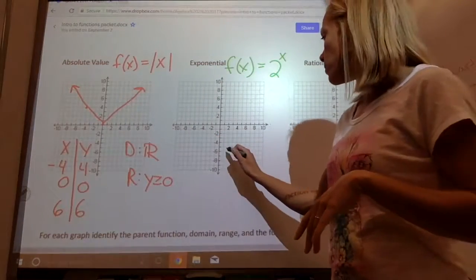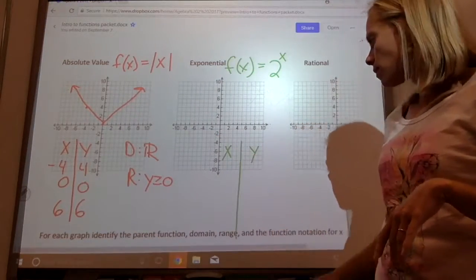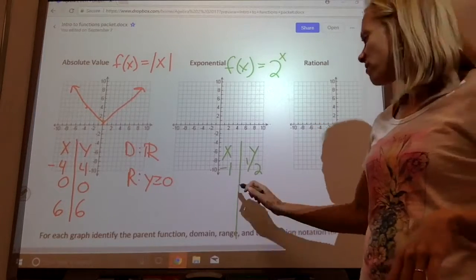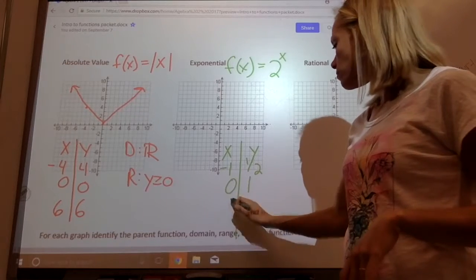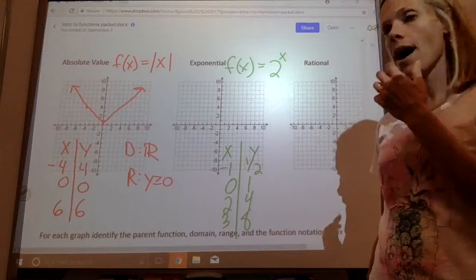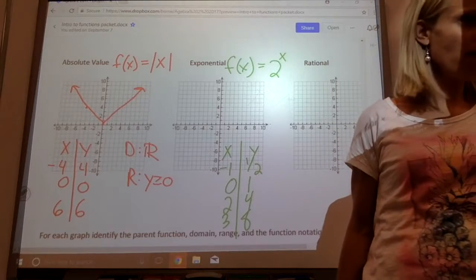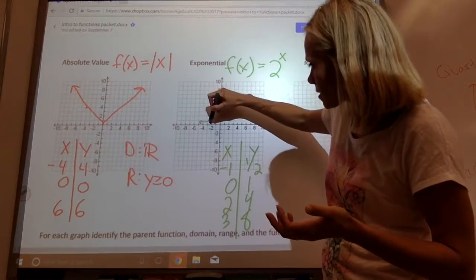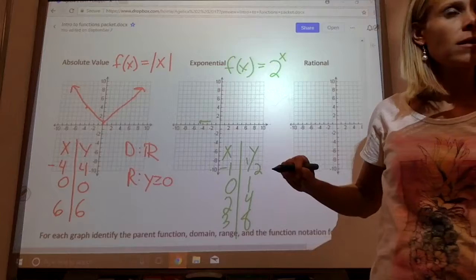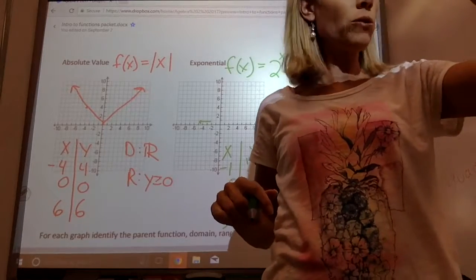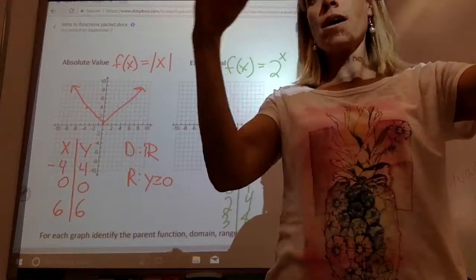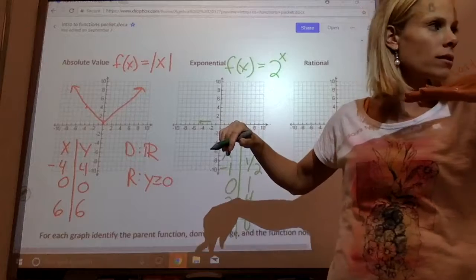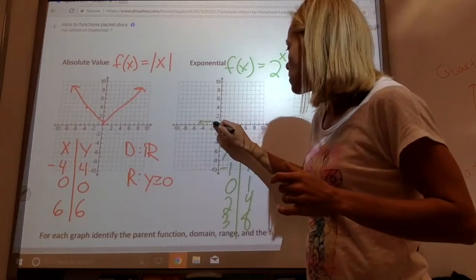So then you can go to your table and pick some values. -1, 1/2; 0, 1; 2, 4; 3, 8. And what happens, it's kind of hard to see on your graph, but this graph is going to get closer and closer and closer to the x-axis, but it's never going to cross it. The x-axis is what we call an asymptote. We'll study those later this year. It's a line that a graph never crosses. It's going to get closer and closer and closer to it, but never cross it. And we'll study those, like I said, later.